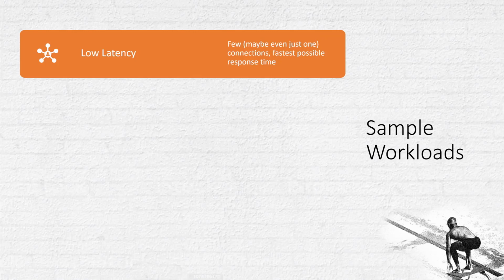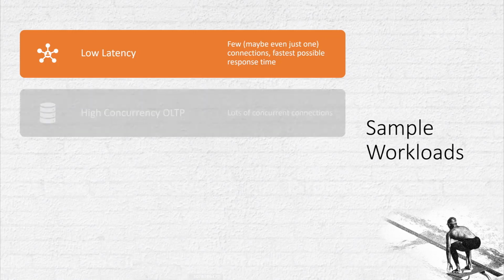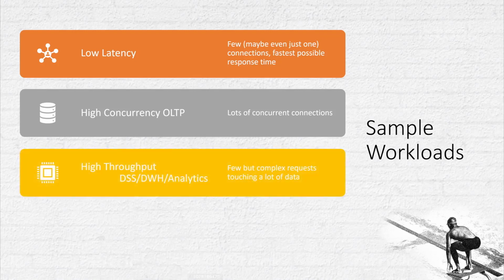You want to ask SQL a question and you want the answer as quickly as possible. The second one is high concurrency, or OLTP. That means you have lots of concurrent connections that ask SQL Server for simple, small parts of information, and you want them all to work and play nicely with each other. The third one is high throughput. This is all kinds of data warehouse, analytics, decision support systems. You have a few, but very large, complex requests against the systems.